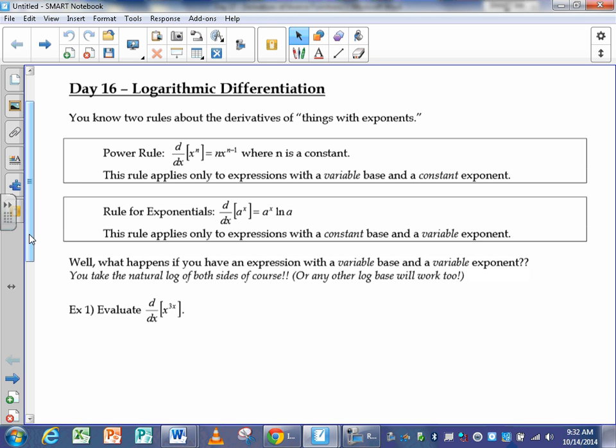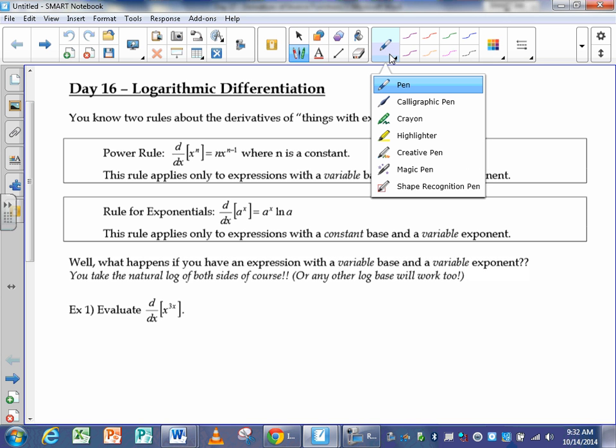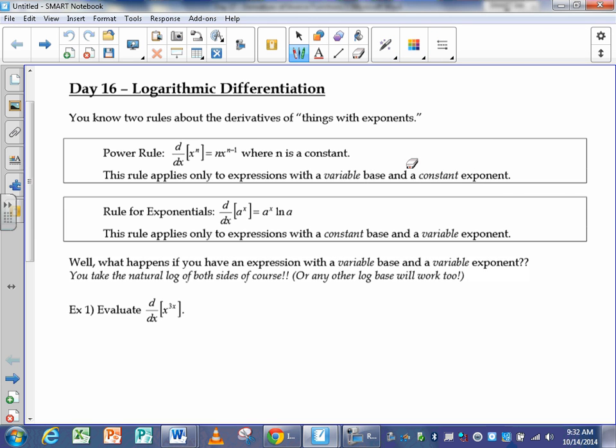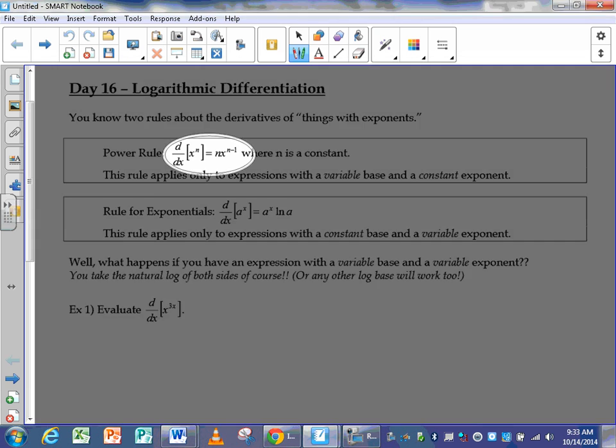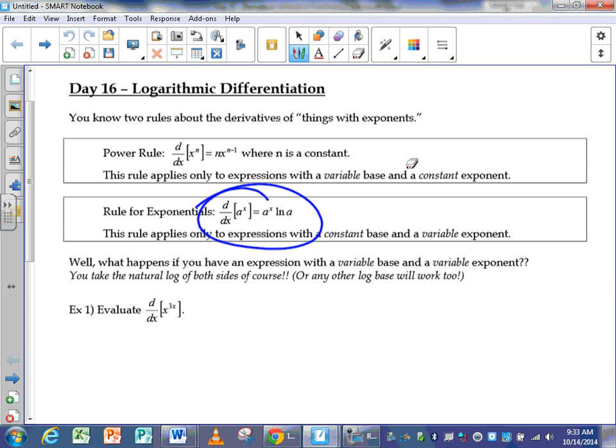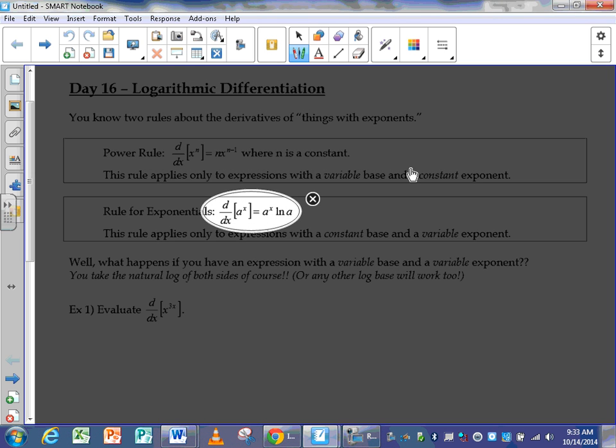Now, there are two rules about derivatives of things with exponents, all right? So if we have things with exponents, they can happen in two different ways. We can have a derivative if I have an x to a power. The derivative of x to the n, you bring down the power, reduce it by 1, and get n x to the n minus 1. When you take the derivative of a to the x, it is a to the x times ln a.